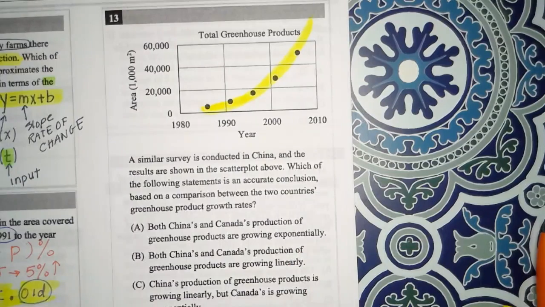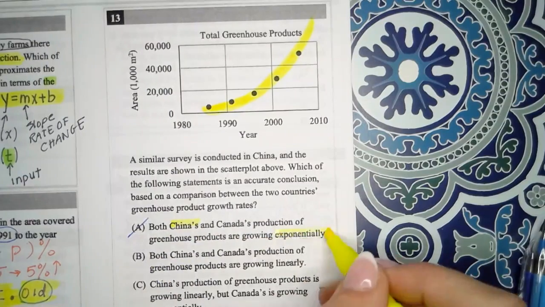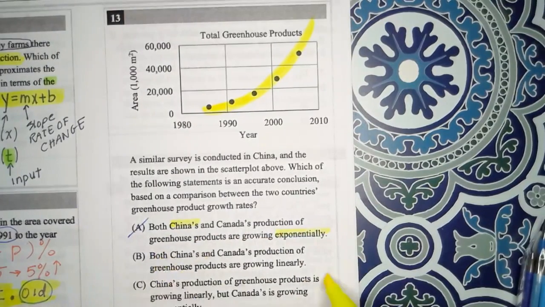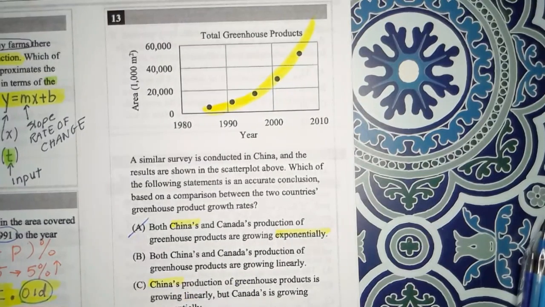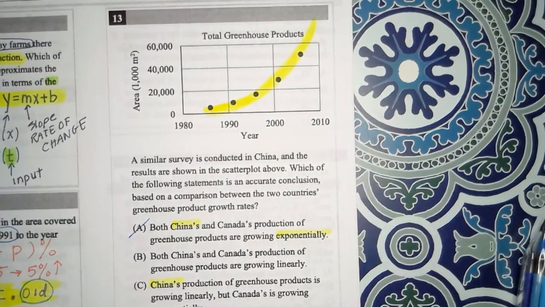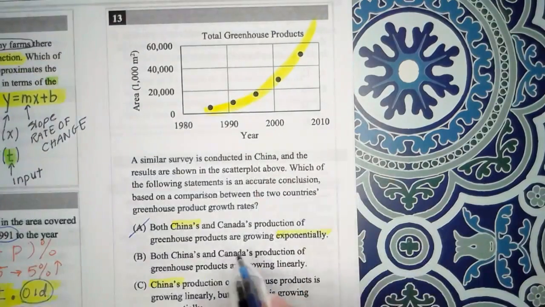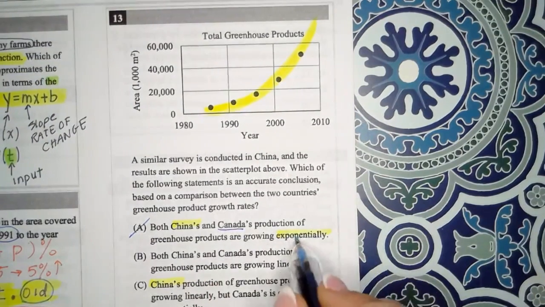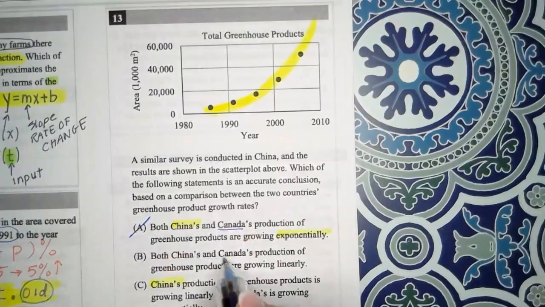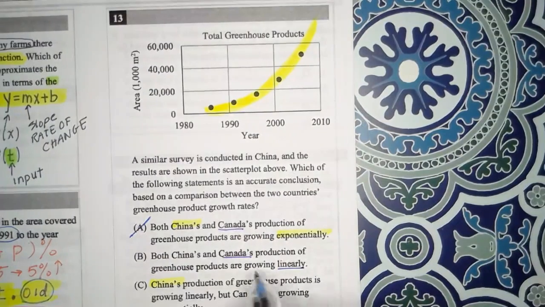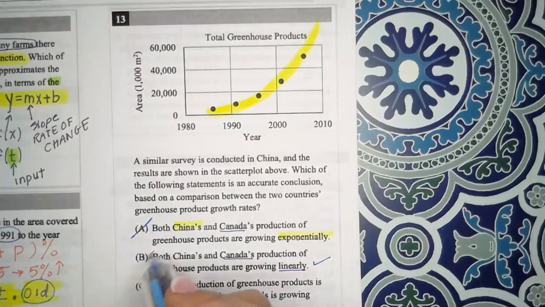So both China and Canada's production of greenhouse products is growing exponentially. True or false? That's out. We just said China, yes, China is growing exponentially. Says they're both linear? No way. China, linear? Nope, that's out. China, exponentially, you're in. Here's the other one. Canada, growing exponentially? We said no. Canada, growing linearly, that part's fine. But China is not growing linearly. This is out.